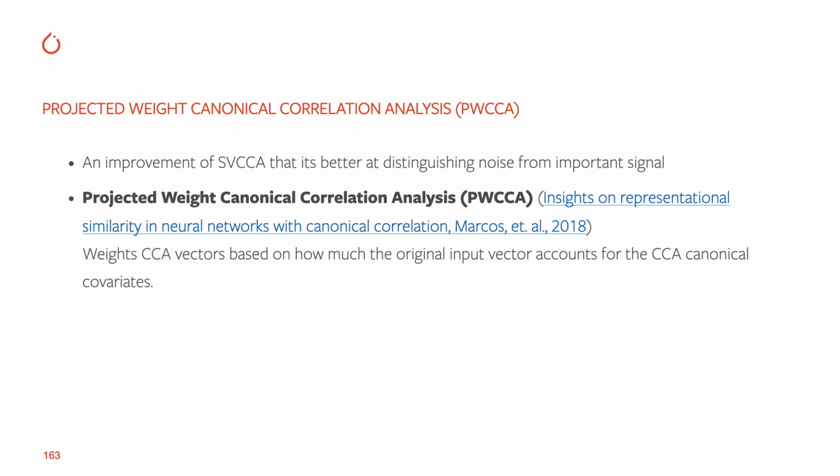Projected weight canonical correlation analysis, PWCCA, is a further enhancement of SVCCA, which is better at distinguishing noise from signal. It is based on the idea of weighting CCA vectors based on how much they account for the original input vectors, as opposed to giving the same weights to all CCA vectors. More details about this approach can be found in the papers linked on this slide.